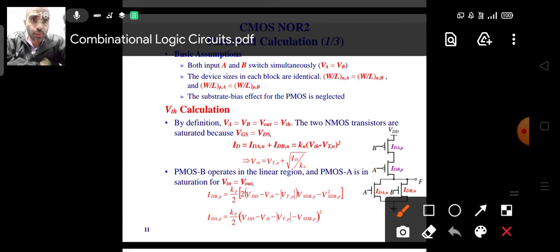So if input is also equal to VTH and output is also equal to VTH, then you see what happens: your VGS, gate to source. VA and VB both are equal, and let's say both of them are equal to VTH, and the output is also at VTH. So my point is your VGS will be equal to VTH, that is gate to source voltage, because the source is ground and A is connected to VTH.